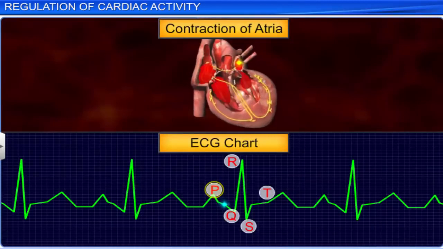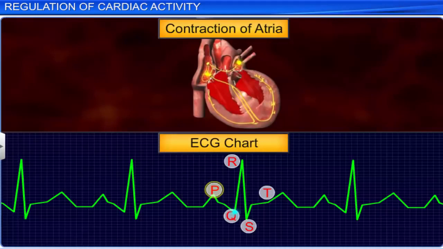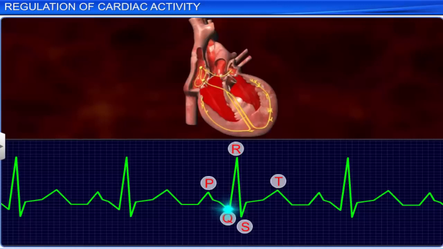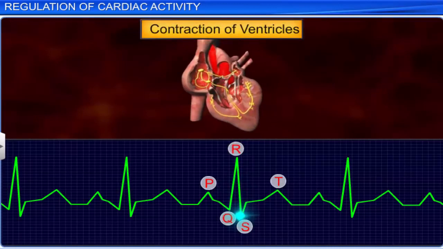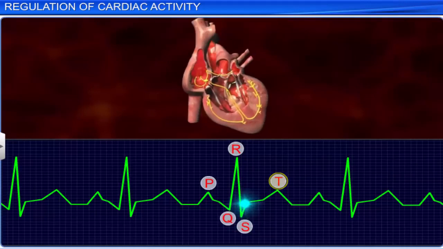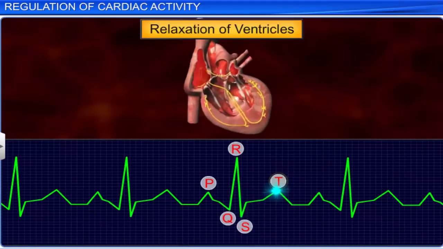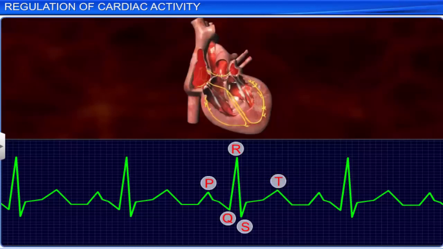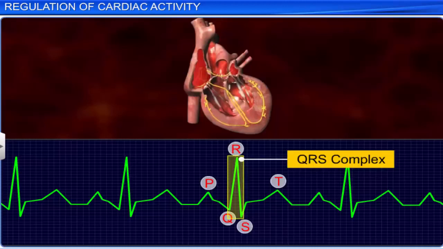Here, the P wave corresponds to the contraction or depolarization of the atria, that is, the atrial systole. It is followed by the QRS wave, which corresponds to the contraction or depolarization of the ventricles, that is, the ventricular systole. The final T wave corresponds to the relaxation of the ventricles to the normal state or repolarization, and the end of the systole. The number of QRS complexes equals the number of heartbeats.